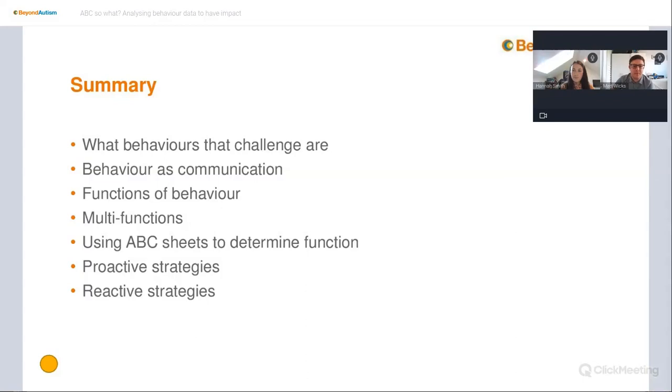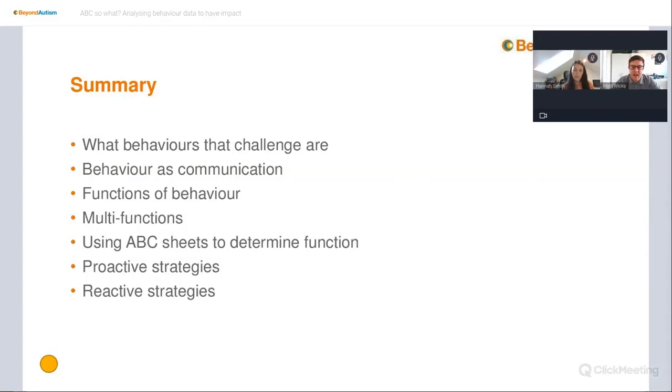Great. So in summary, we've looked at what behaviours that challenge are. We've then thought about behaviour as communication, what the 4 functions of behaviour are, the fact that we always have to consider that behaviour can be multifunctional, then how we use ABC data sheets to determine the functions, how we analyse that, we look at patterns.